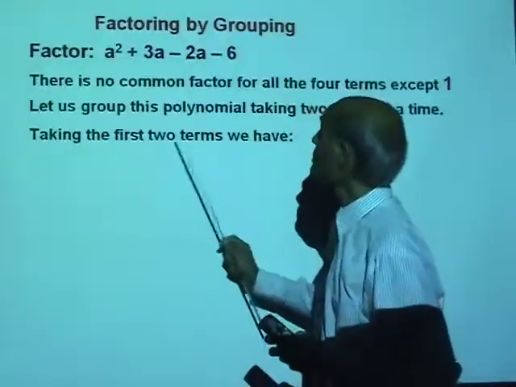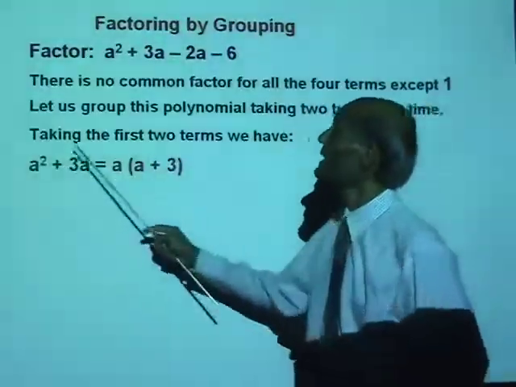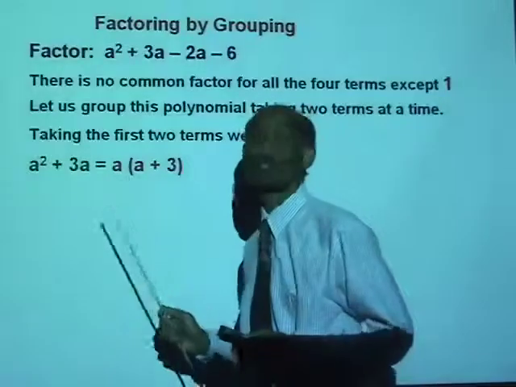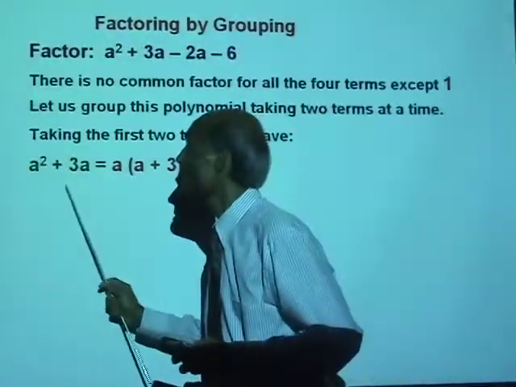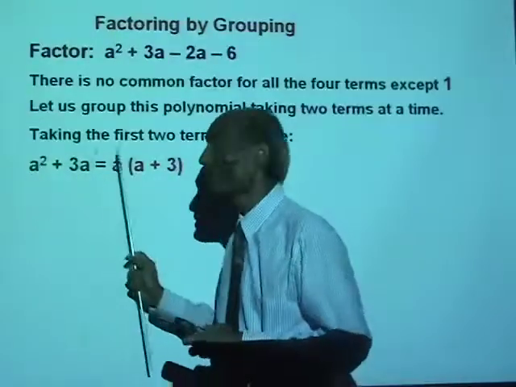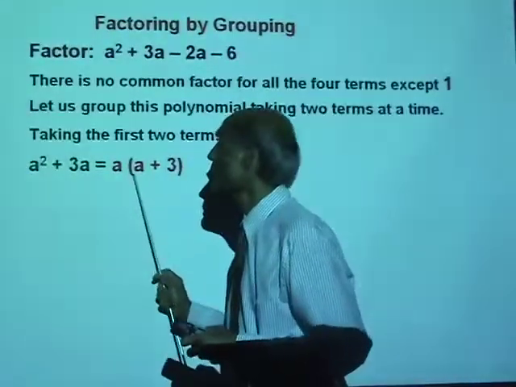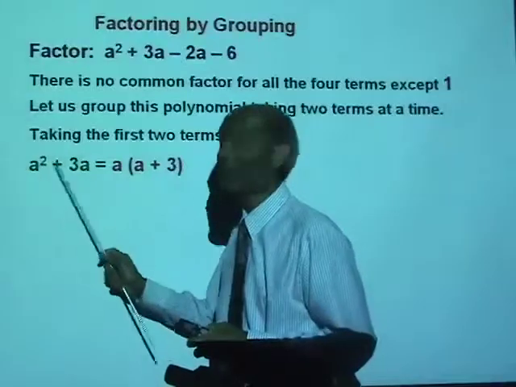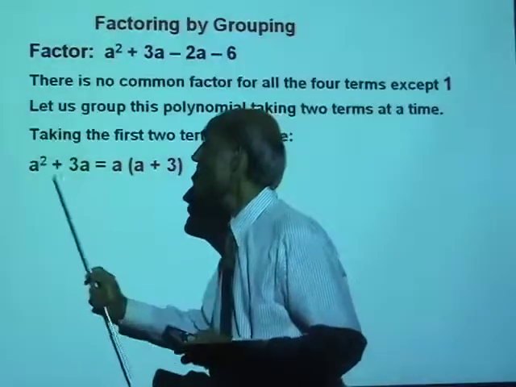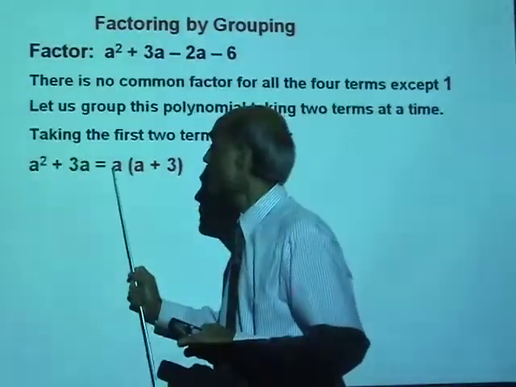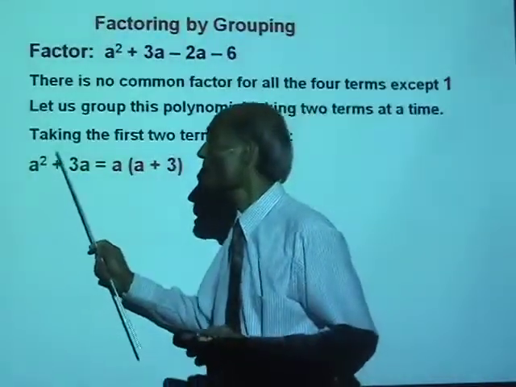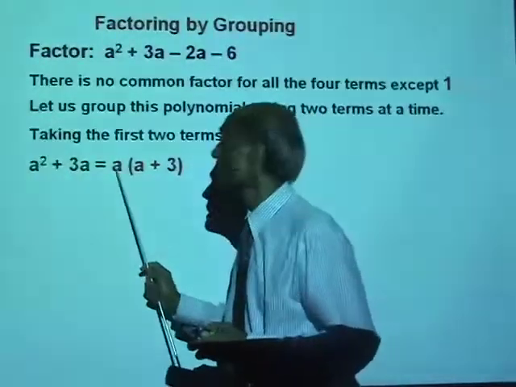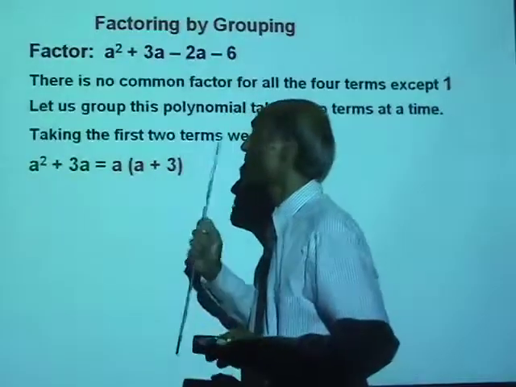Taking the first two terms, we have a squared plus 3a. A squared plus 3a has an a common. If you pull the a out, what would be left in the first term? A times a is a squared, and a times 3 is 3a. So a squared plus 3a is a times a plus 3.